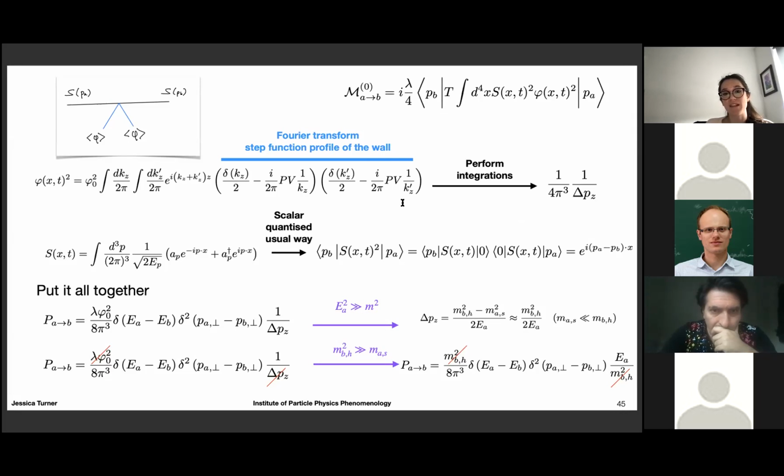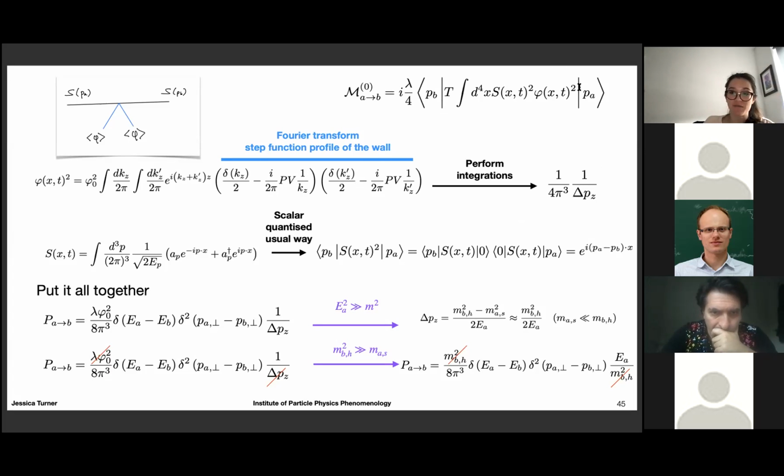If you perform this integration over kz, what you'll find is that essentially the delta terms don't contribute because they enforce momentum conservation. The principal value terms don't contribute by definition when they're multiplied together, but the principal value times delta function will give us a 1 over delta pz.